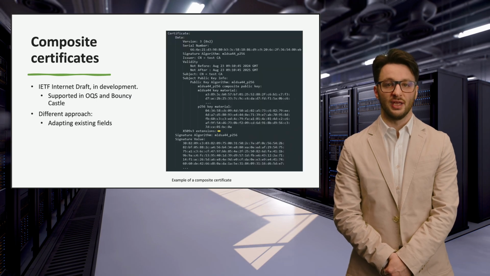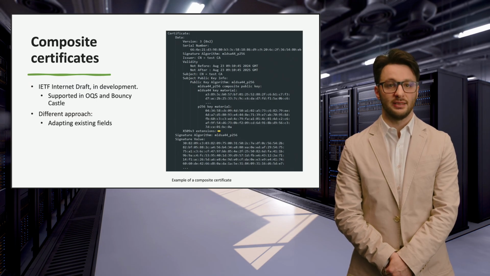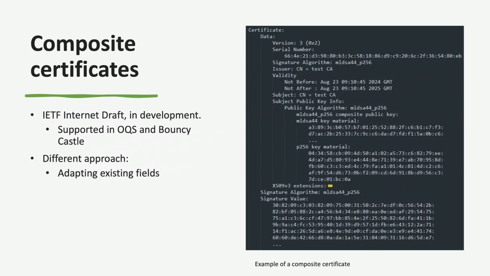In composite certificates, the three fields of subject public key info, signature algorithm, and signature value are now adapted to accommodate the use of multiple public keys and signatures, rather than adding extra ones. The fields are populated differently. Now, an OID is assigned to every hybrid combination of quantum vulnerable and quantum safe algorithms. The way that these certificates are constructed is by creating a sequence of quantum vulnerable and quantum safe algorithms, and both signatures are verified at the same time.